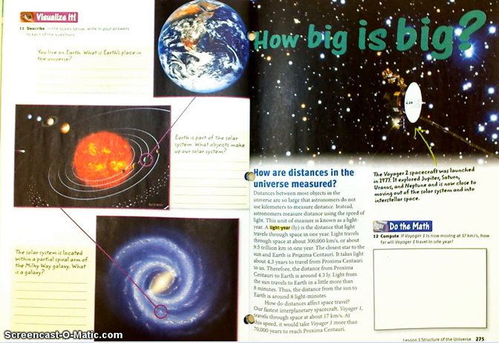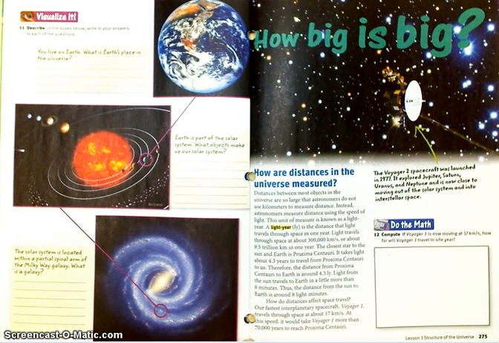Well, first of all, on page 274, basically, it's just answering some questions. You live on Earth. What is Earth's place in the universe? Earth is part of the solar system. What objects make up the solar system? The solar system is located within a partial spiral arm of the Milky Way galaxy. And what's a galaxy? Those are all questions that you should be able to answer, considering you have been listening to the screencasts previously.